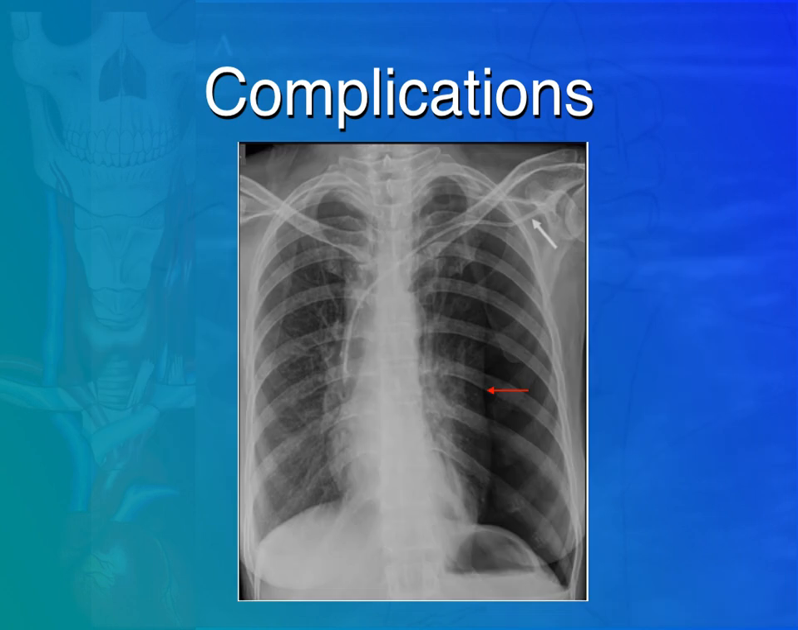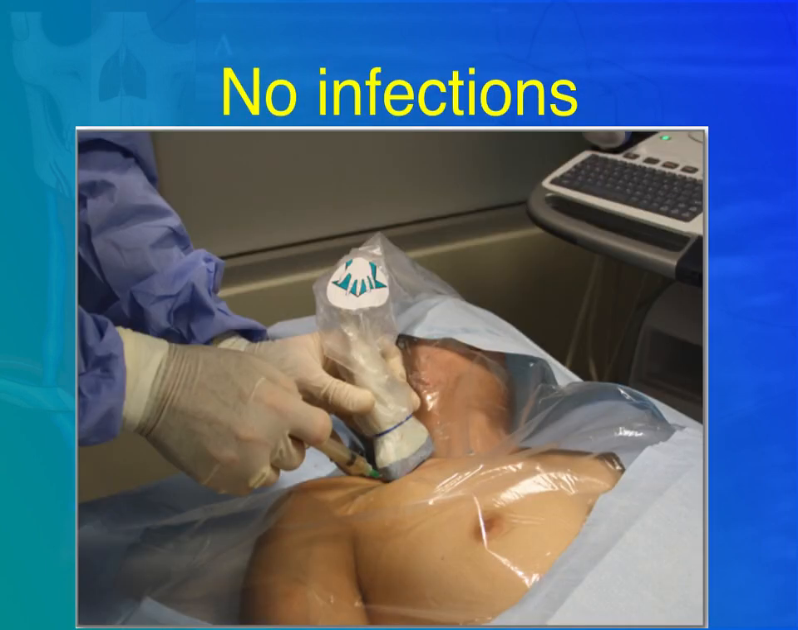Some other complications, for example, the subclavian catheter in the white arrow has been complicated with pneumothorax. You can see the pneumothorax clearly in the red line. This can also occur in the internal jugular approach, and it's greatly improved with the use of ultrasound.